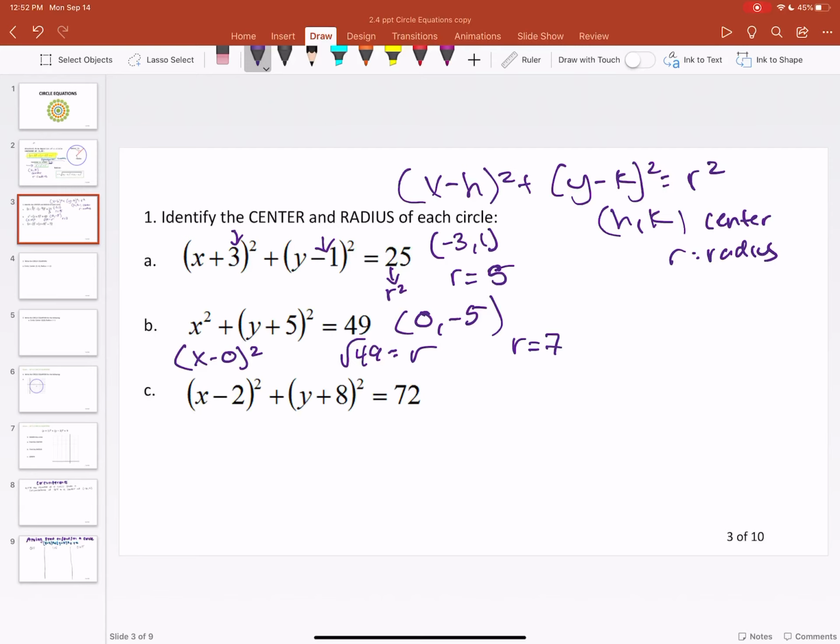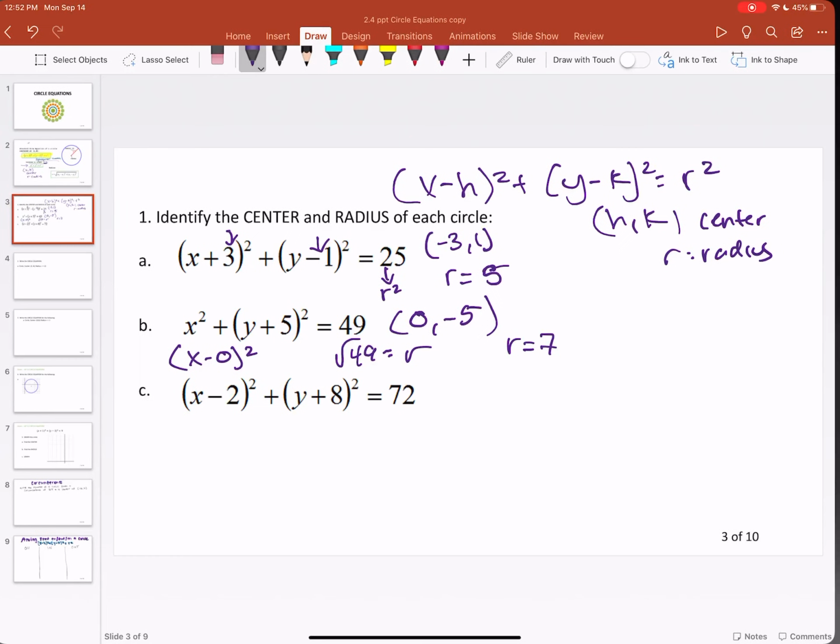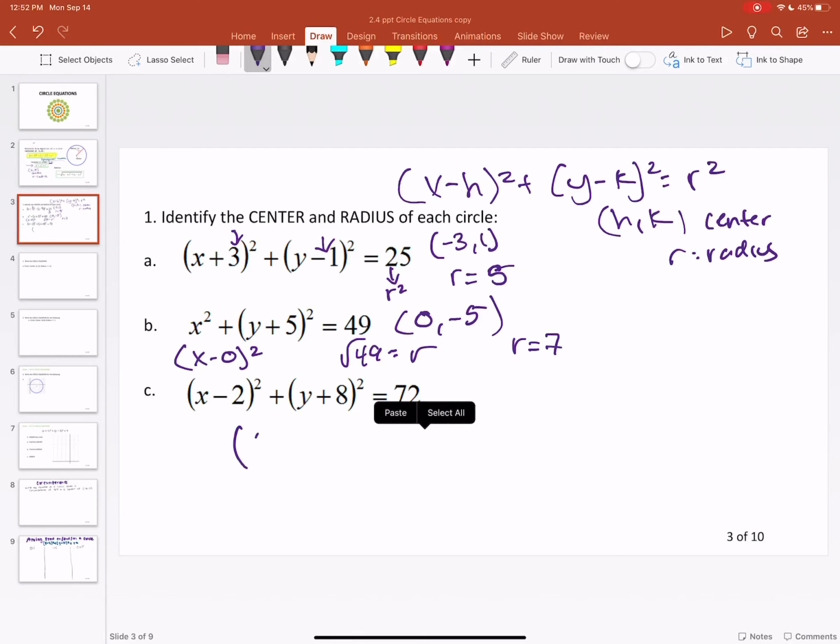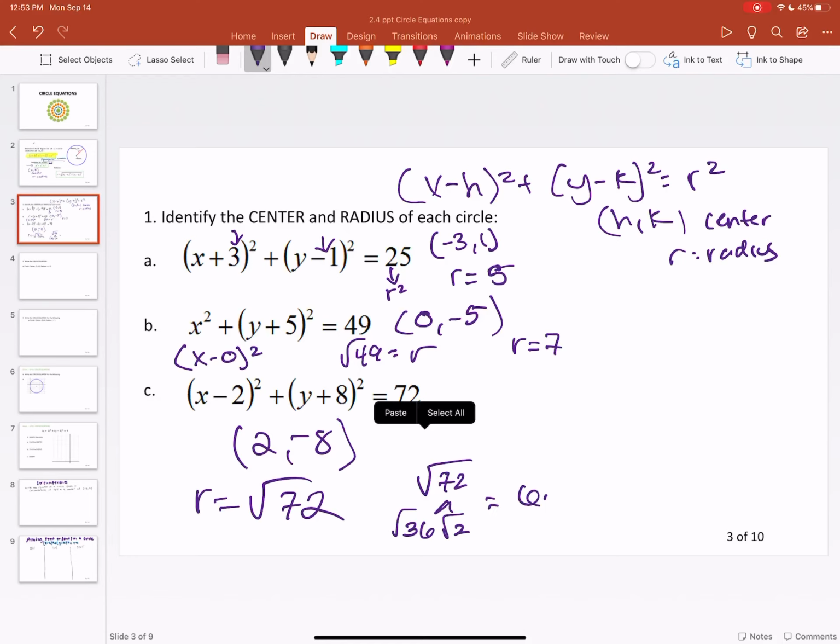Okay, for the C, it says (x minus 2) squared, (y plus 8) squared. So the opposite of that would be a positive 2 and a negative 8. And the square root of 72 would be your r value. And that's okay to have a square root of 72, but it's kind of hard to conceptualize what that actually looks like on a circle. And I could reduce the radical by saying that it breaks down to 36 and 2. So the square root of 36 times the square root of 2, so that'd be 6 root 2. And this might be an answer that you get on your calculator.